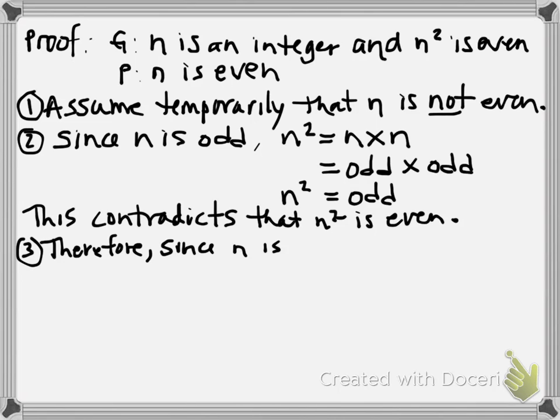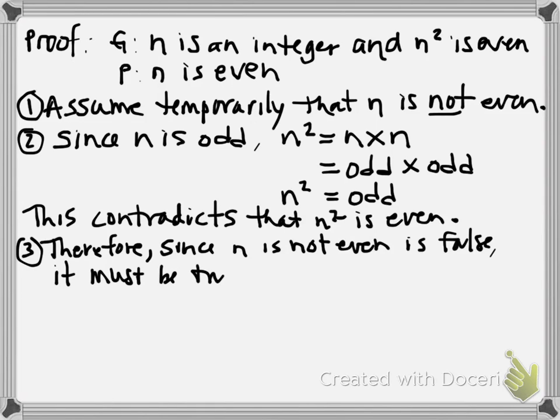So since n is not even is false, it must be true that n is even. Okay, so it sounds like you're repeating yourself, but again, all we're doing is rephrasing our conclusion. Since we know that this has to be false because we proved a contradiction, n is not even is false, it must be true that n is even.